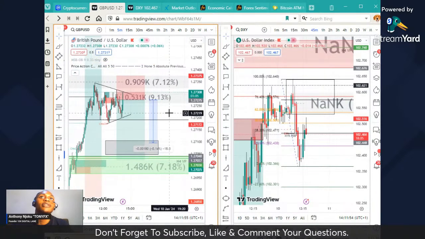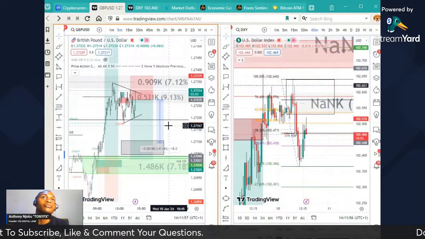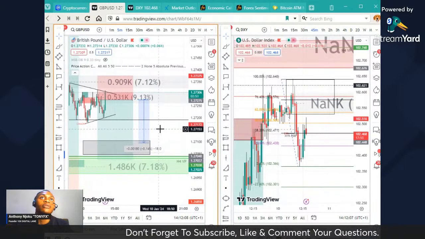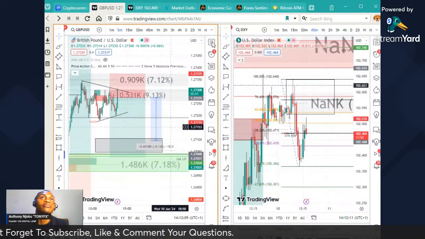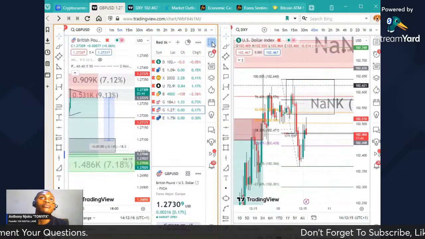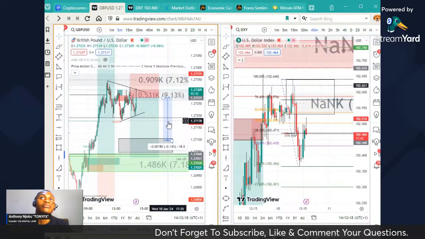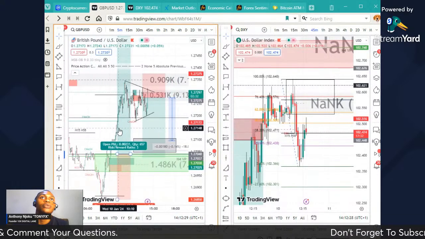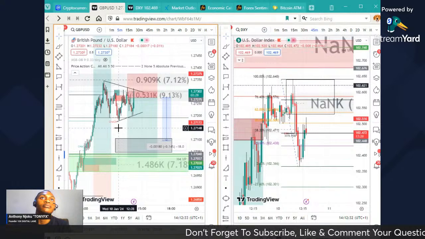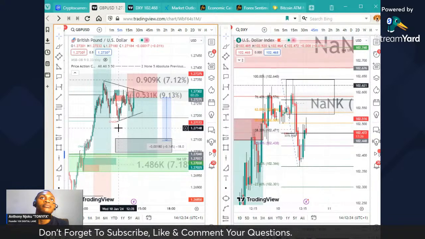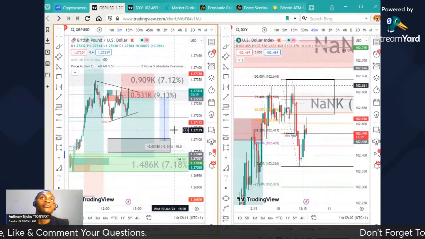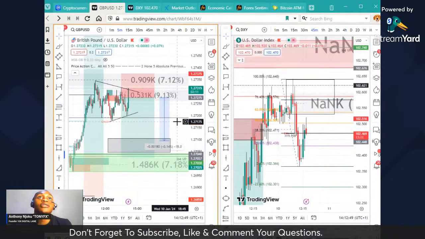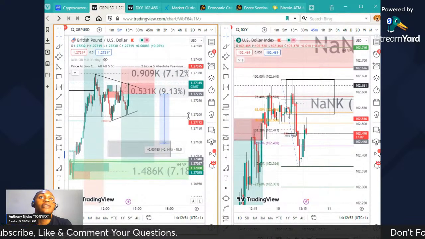The rejection on the 4 hour, 45 minutes, that's why the market is pushing up. This looks like an ascending wedge. And see on the 45 minutes on DXY on the right, there's a little rejection on the red candle. So that could be the reason why the market is reacting the way it's reacting.